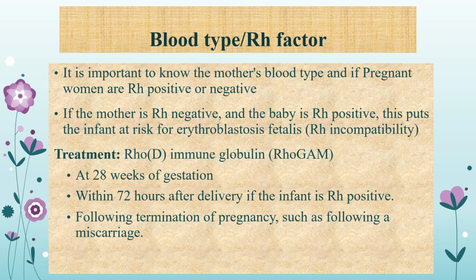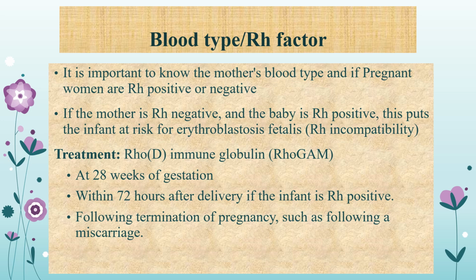So what happens here is, if the woman is Rh negative and the fetus is Rh positive, when the blood of the baby goes to the mother's blood, the mother's blood thinks that it is a foreign body and produces antibodies against the baby's blood. In the subsequent pregnancy those antibodies go to the baby's blood, and that causes the Rh incompatibility. So to prevent that, we need to give treatment that is called RhoGAM, Rh D immunoglobulin.